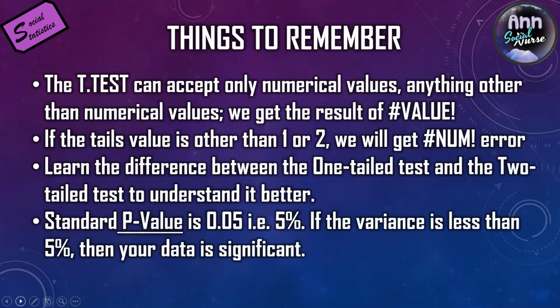Now, these things to remember: the t-test can accept only numerical values. Anything other than numerical values, we get an error result in a cell in Excel. If the tails value is other than 1 or 2, because the tail value is just either 1 or 2, we will also get this error, and Excel will not continue the command that you are giving it. And of course, you should learn the difference between one-tail test and two-tail test to understand it better. The standard p-value is 0.05 or 5%. If the p-value is less than 5%, then your data is significant.